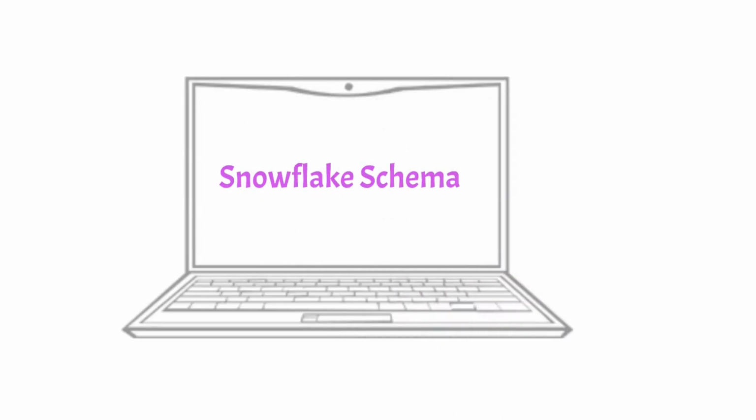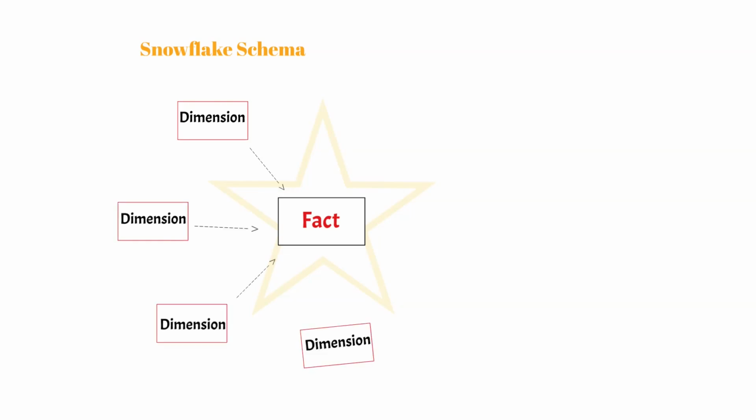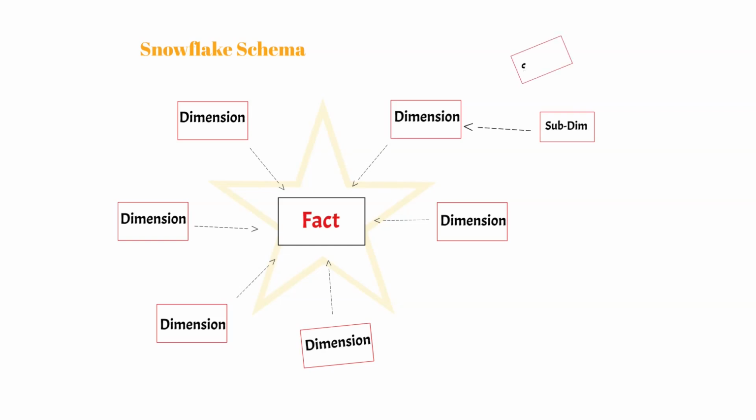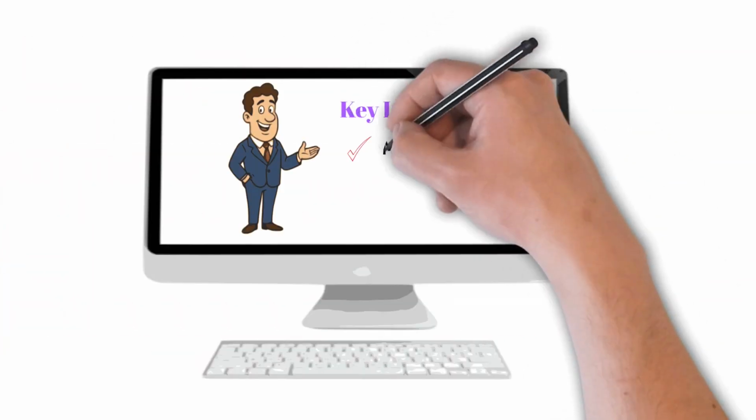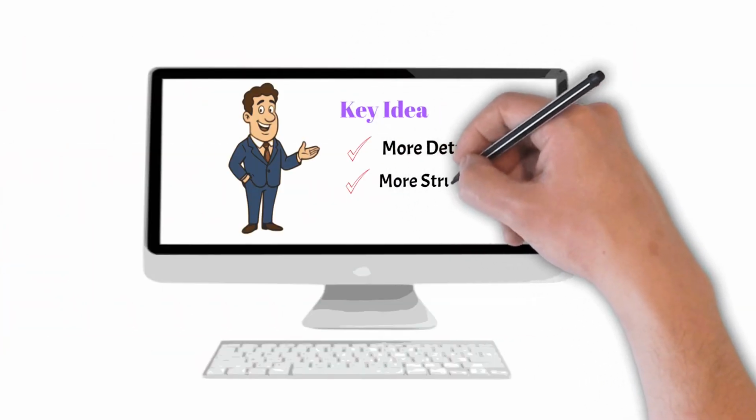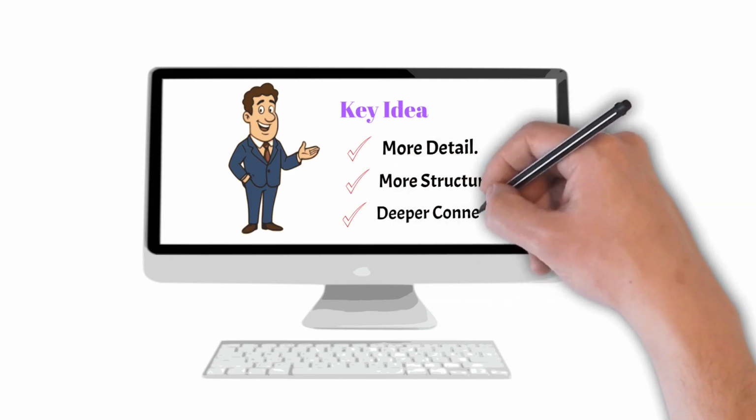The Snowflake schema begins where the Star schema leaves off. We still have a central fact table surrounded by its dimensions. But here's the twist. Some of those dimension tables don't stop at just one layer. Instead, they branch out into smaller, related tables. These extensions form patterns that resemble the arms of a snowflake. The key idea here is more detail, more structure, and deeper connections.